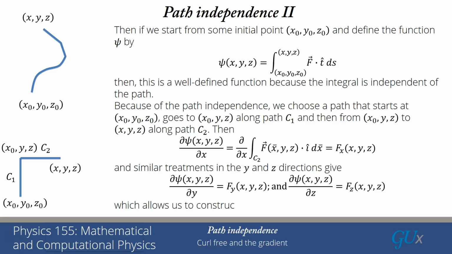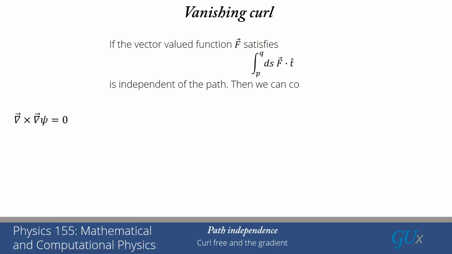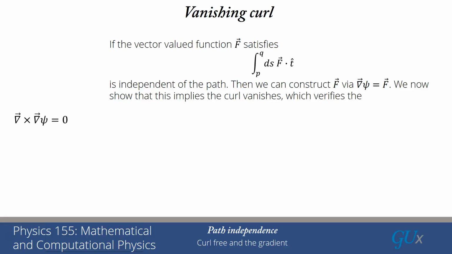What that tells us is that we can construct psi from the equation: the gradient of psi is equal to f. So if you tell me what f is, the gradient of psi equals f is a differential equation, and I can solve it to determine what psi is. Okay, so if I've done that and found what psi is, the vector valued function has this integral which is independent of the path, and we understand now that we can construct f's that are independent of the path by making them the gradient of a scalar.